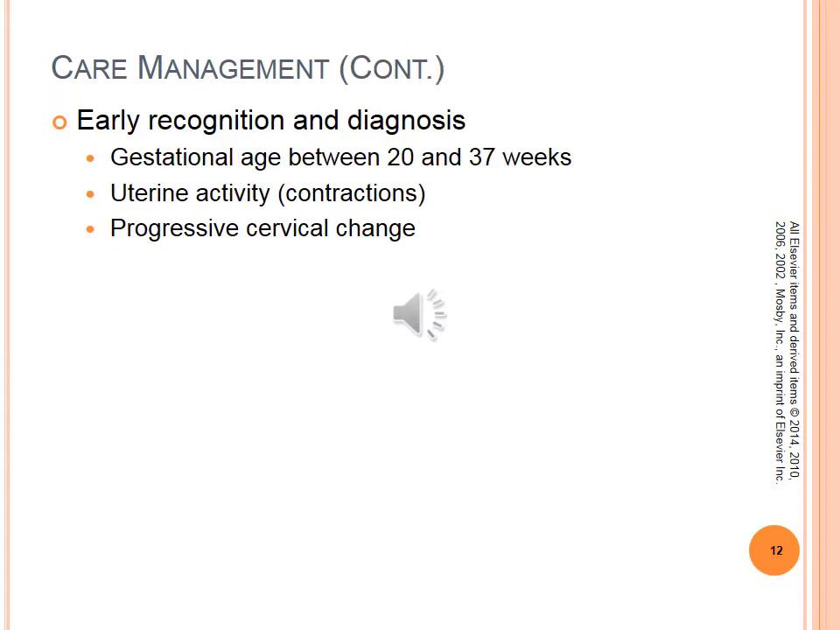Early recognition and diagnosis. Gestational age between 20 and 37 weeks. Uterine activity such as contractions. Progressive cervical change. Patient education regarding any symptoms of uterine contractions or cramping between 20 and 37 weeks. The woman must know that the diagnosis of preterm labor is based on three criteria: 1. Gestational age between 20 and 37 weeks. 2. Uterine activity. And 3. Progressive cervical changes, effacement of 80% or cervical dilation of 2 centimeters or greater. This information is in your textbook, page 445.